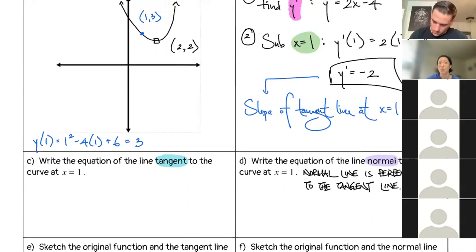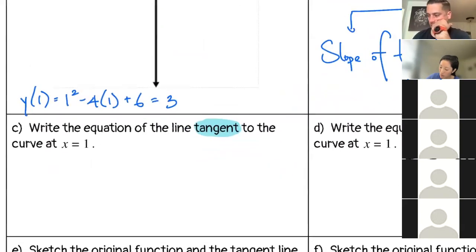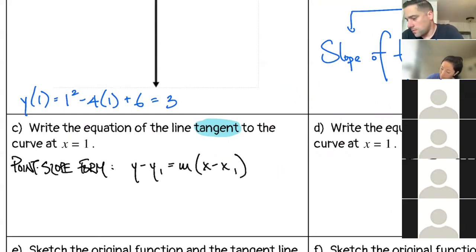All right. So when we're writing these equations, I want us to write them in a very specific form. When you write the equation of a line tangent or a line normal, we're going to use what we call the point slope form. So we're going to plug it into y minus y1 equals m parentheses x minus x1.